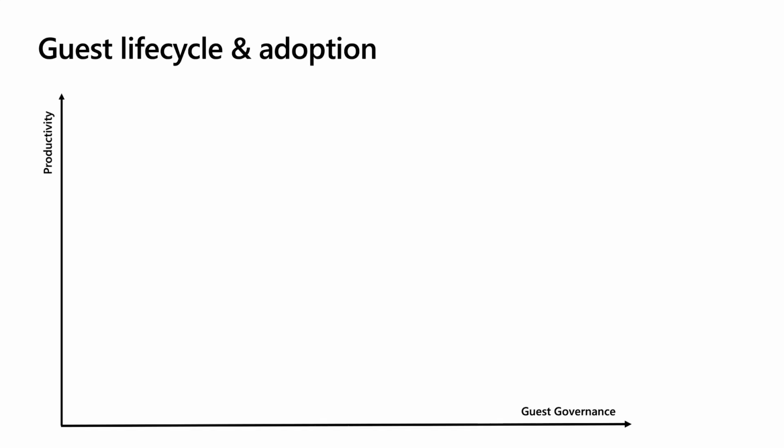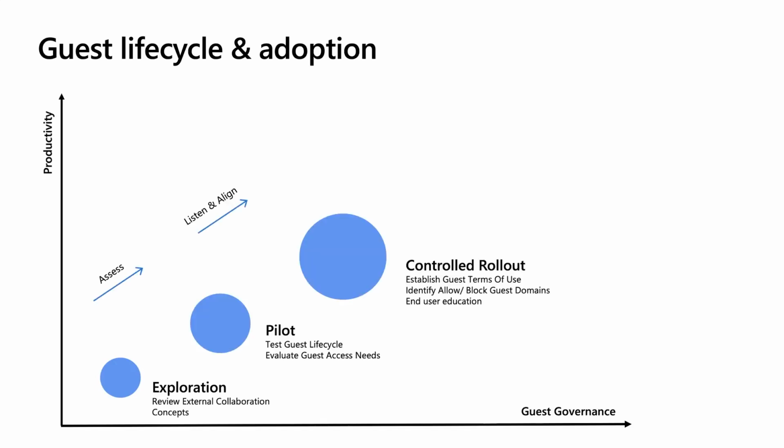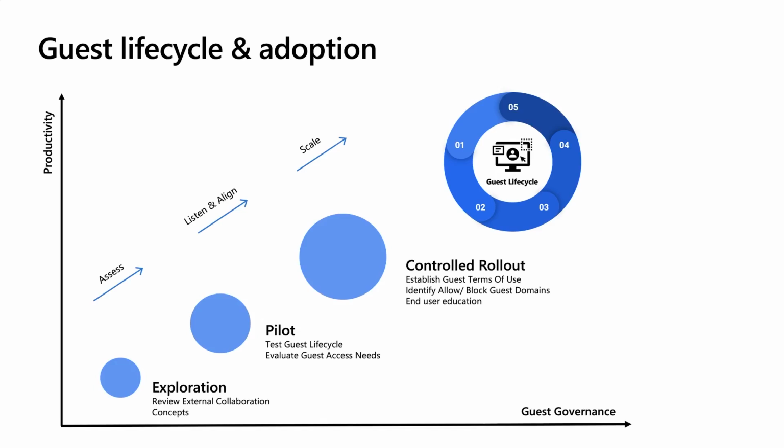Now let's take a look at the guest lifecycle and the different adoption stages. If you're just starting out with guest access, you're on what NASA calls an exploratory mission. Your journey starts on the bottom left of this chart. However, the recommended eventual state for all tenants is the one on the top right. Here we have a self-sustaining ecosystem of guests using Microsoft 365 groups with the necessary guardrails of governance and security.